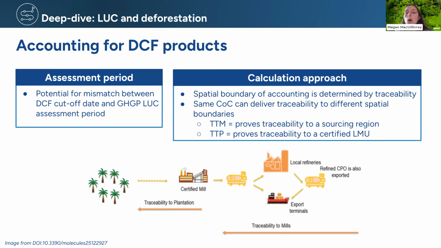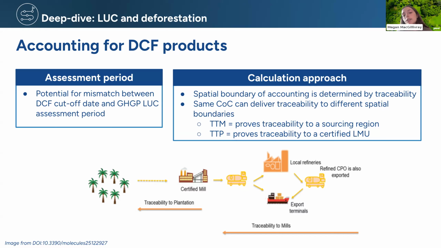So the next point to pull out is around the calculation approach. And as Catherine said, the spatial boundary of accounting basically underpins everything within the land sector removal standard, including the methods you'd use to calculate emissions. And that's impacted by traceability. And when you think about certification, the land sector removals guidance and standard allow multiple different chains of custody to prove traceability. So you can use mass balance under certain conditions. You can always use segregated and identity preserved chains of custody to prove that traceability.